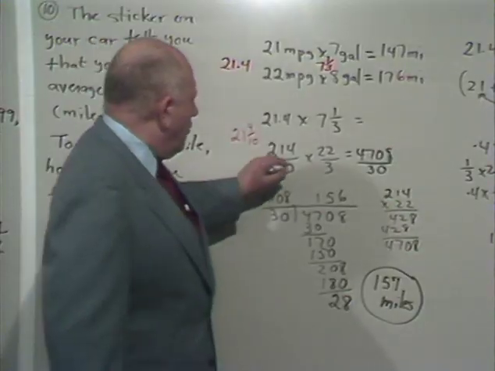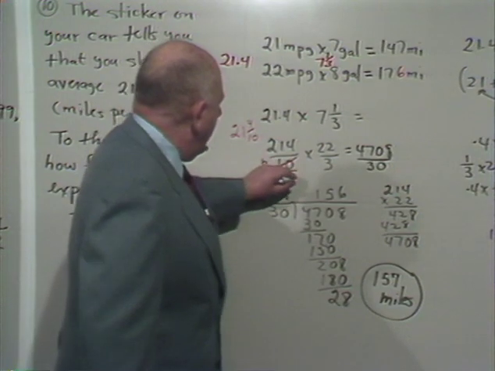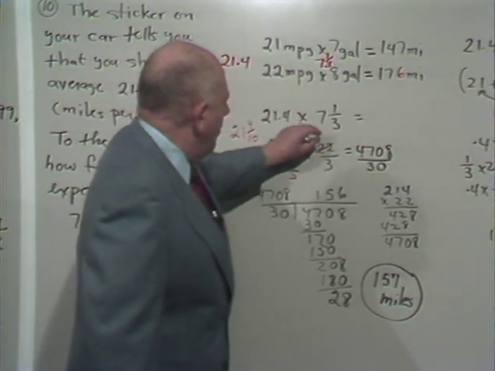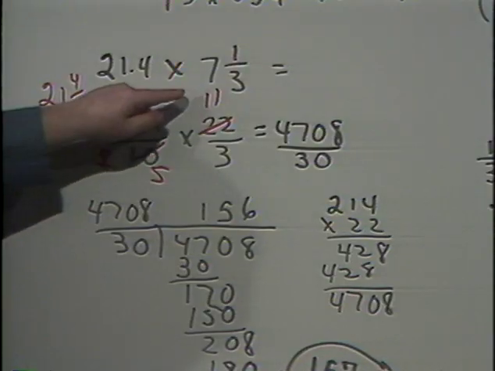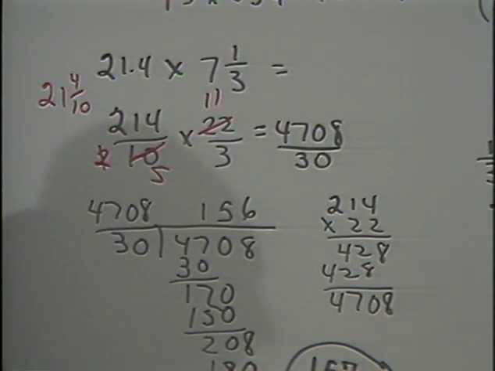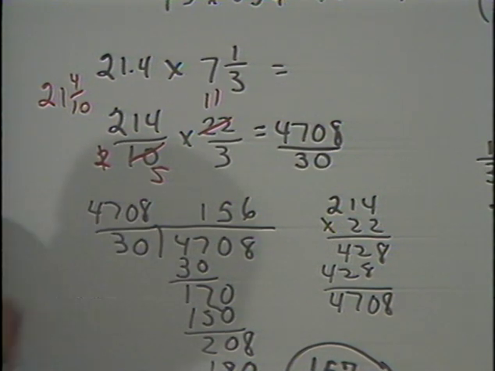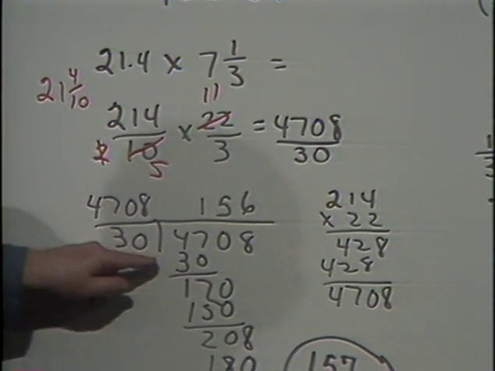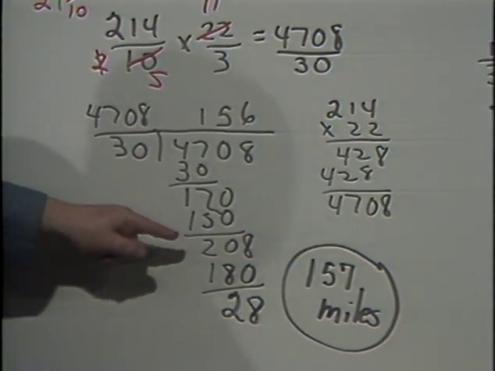And by the way, again, if you wanted to, you could have said 2 goes into 10 5 times, 2 goes into 22 11 times, and you could have written the problem as 214 times 11 over 5 times 3, but the calculator doesn't care whether you reduce or not. You can do that, but let's just finish the problem now. Now we divide the 30 into the 4,708. When we do that, we see what? 30 goes into 47 once. See, this is now a whole number problem.